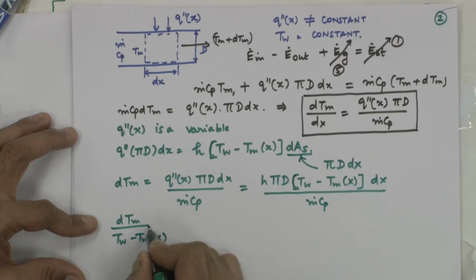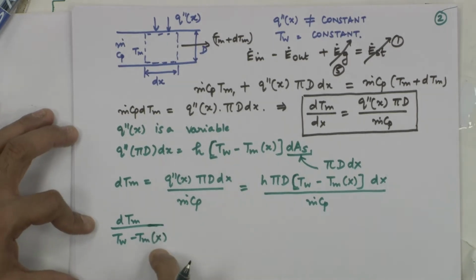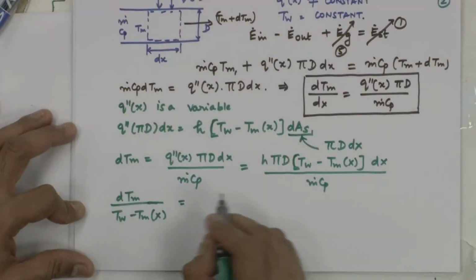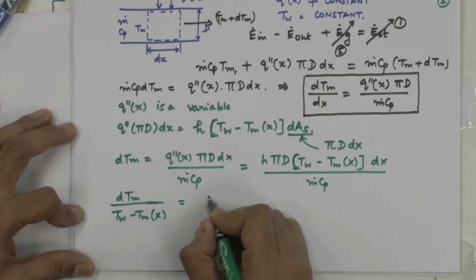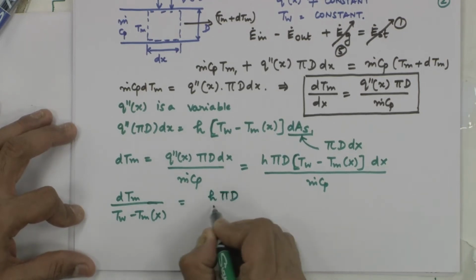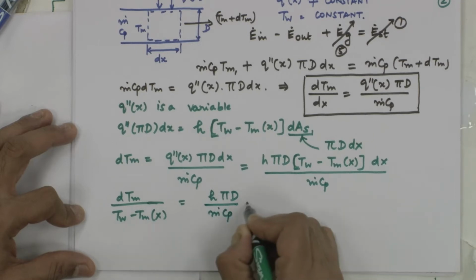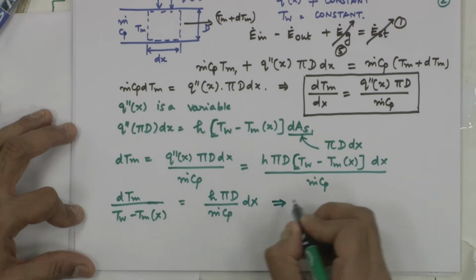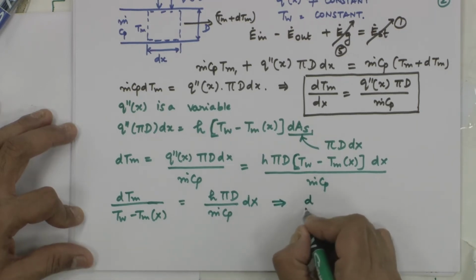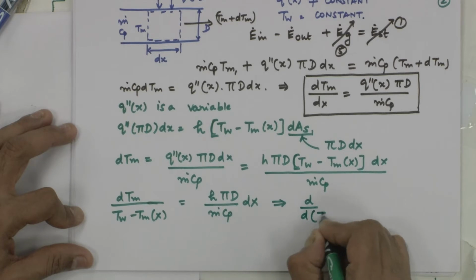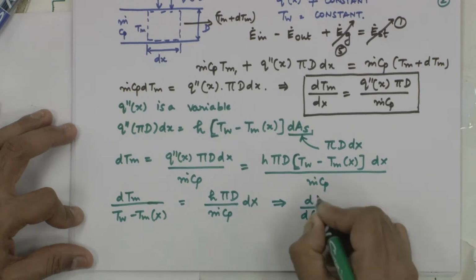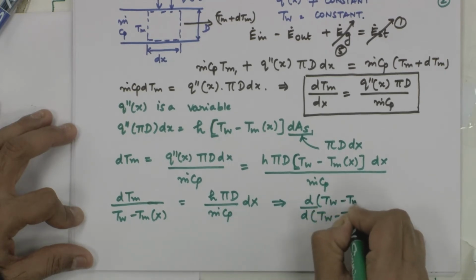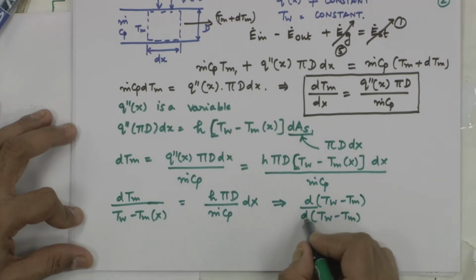Please remember, this is local temperature difference. I will drop off the bracket x just to maintain simplicity in writing. This is going to be equal to h into pi d divided by m dot Cp into dx. You can also transform this as d of (T wall minus Tm), this one.